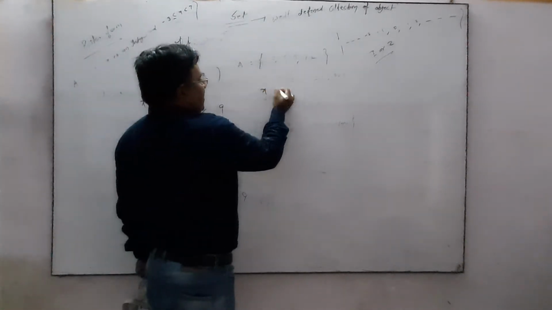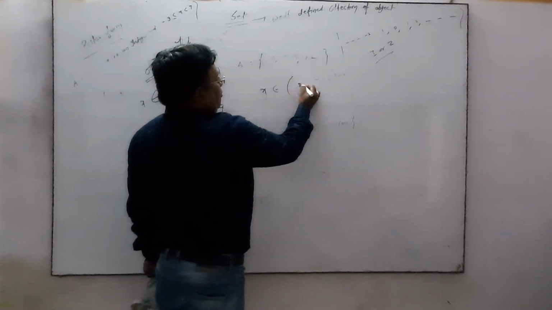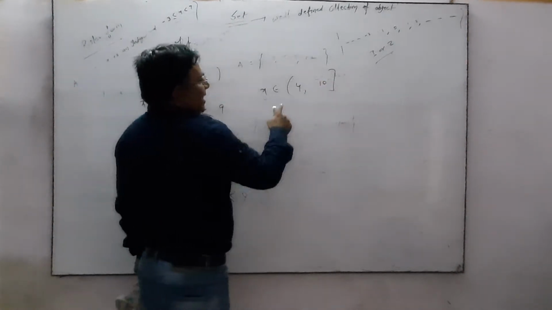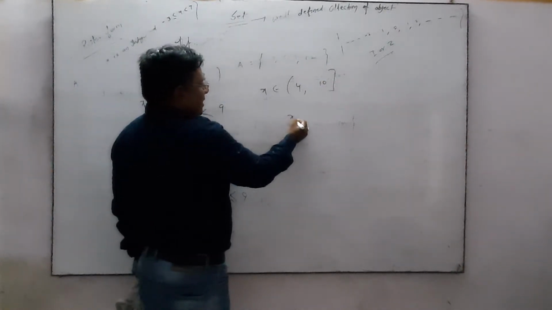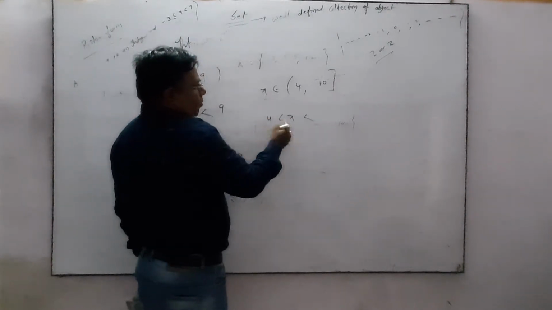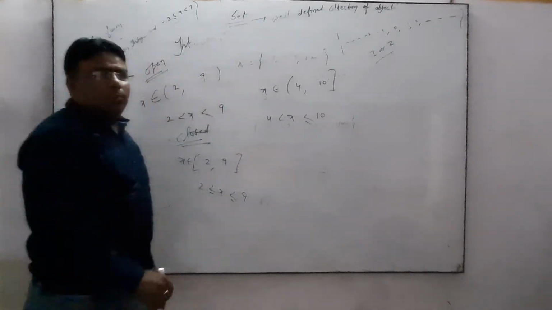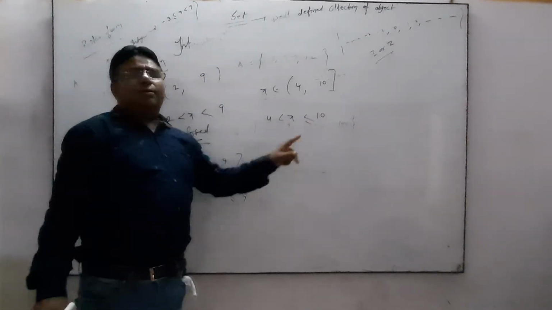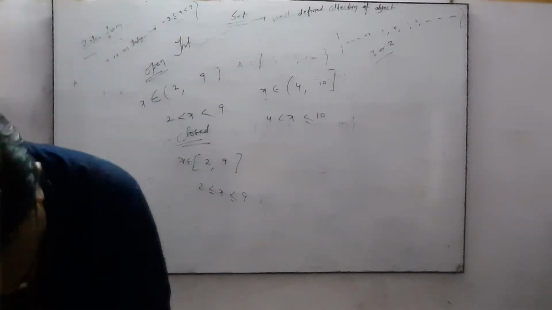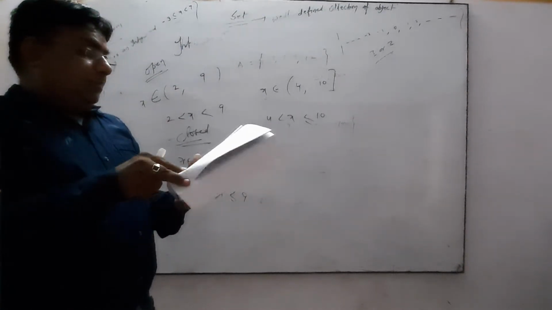For example, x belongs to (4, 10]. This is open on one side and closed on the other, the open close. Open close means x value starts after 4 but ends at 10, that is closed, that means 10 is included. Next value 4.1 up to 10. So this is the open close. So there are two types of interval, right? Open interval and closed interval.